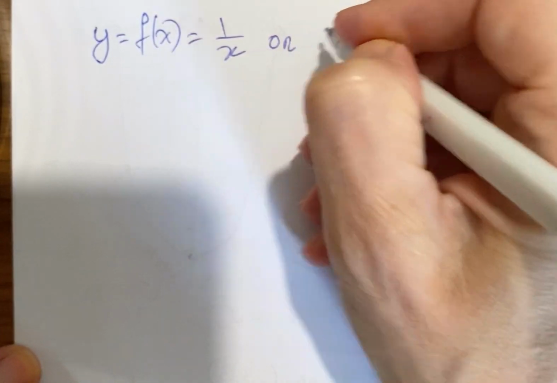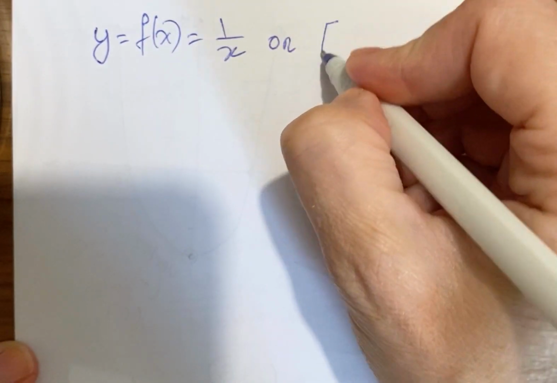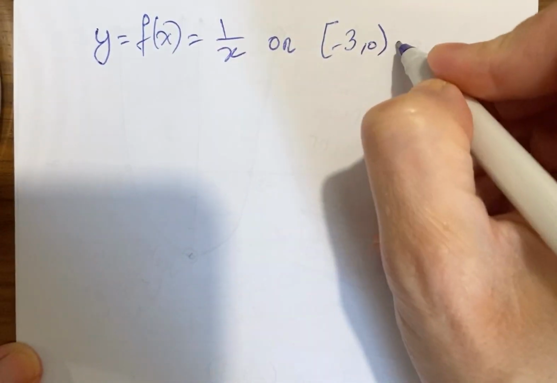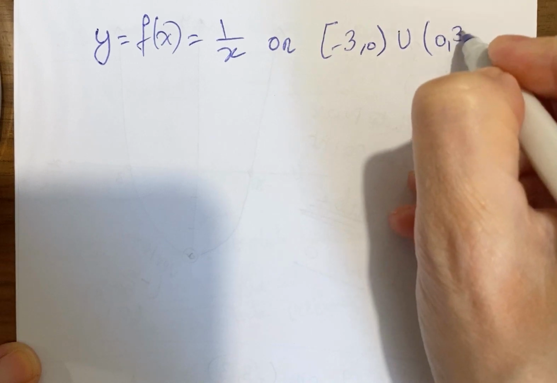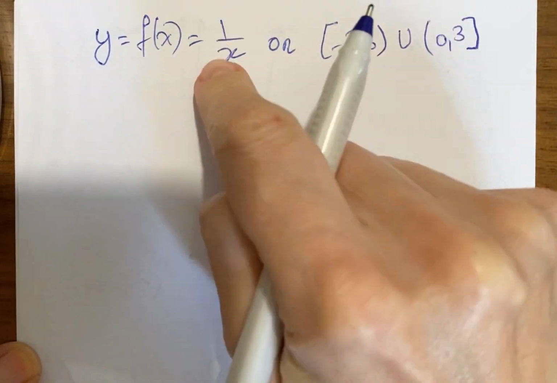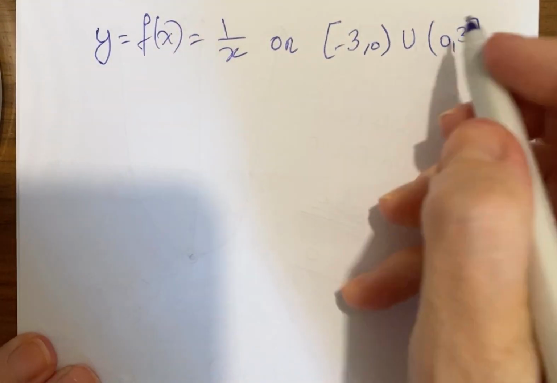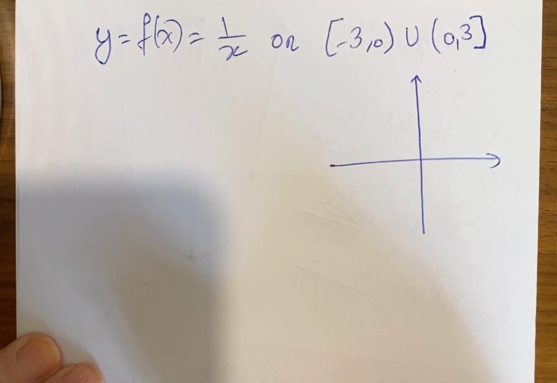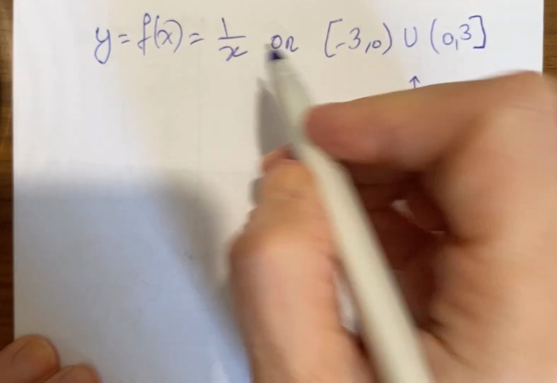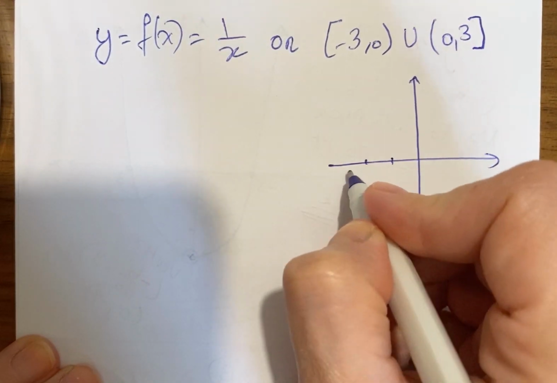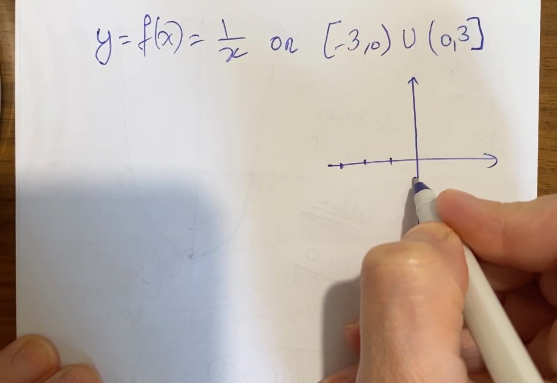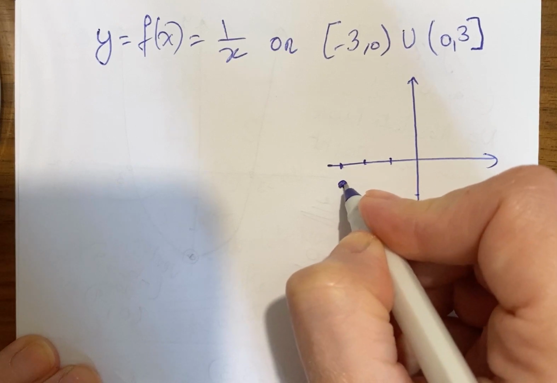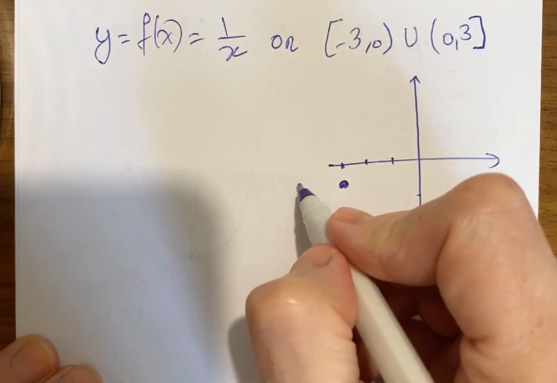Look at this now. f of x equals 1 over x, and we want to define it from minus 3 to 0 and from 0 to 3. Anyhow, it's not defined at 0 because we cannot. What is this? This is the hyperbola. At minus 3, it's minus 1 over 3. So minus 1, minus 1, this, minus 3 is here. So this is at minus 3. This is the point.